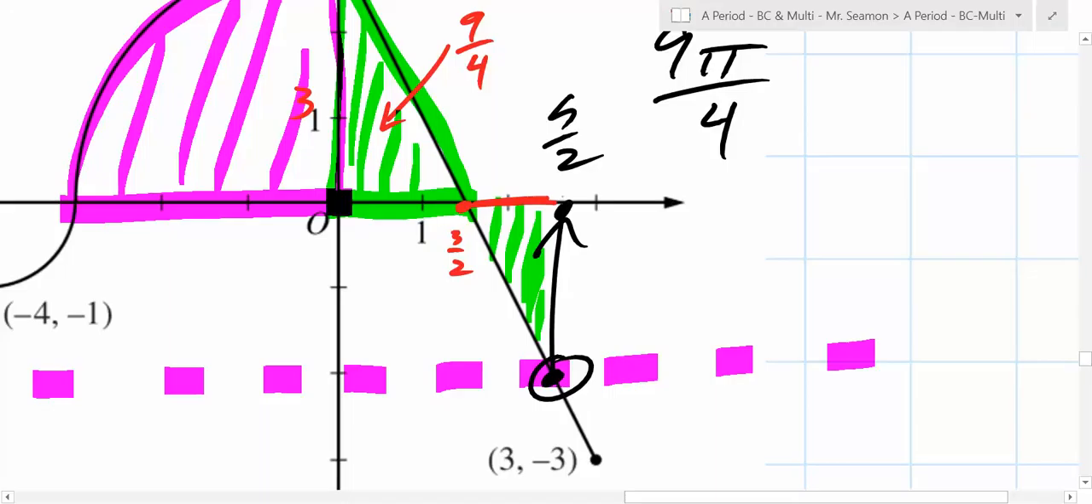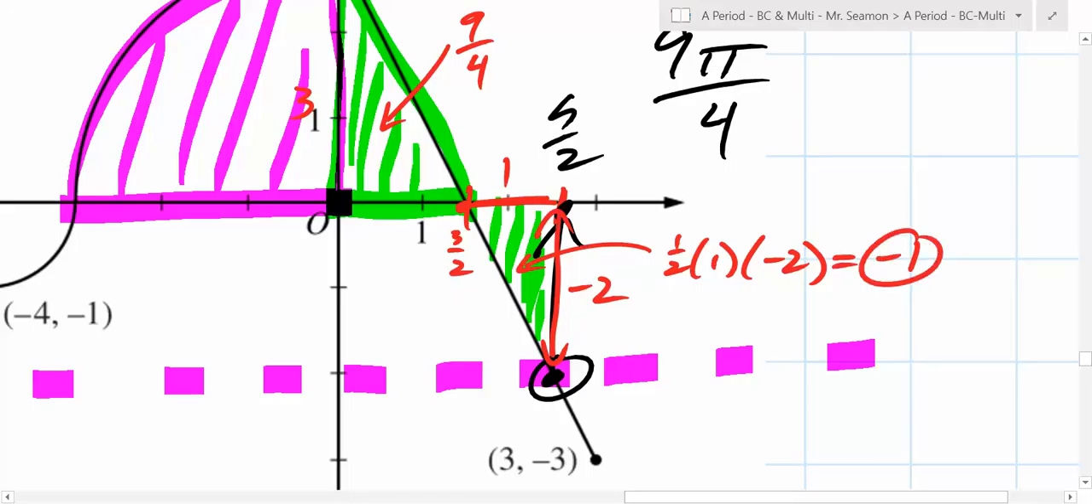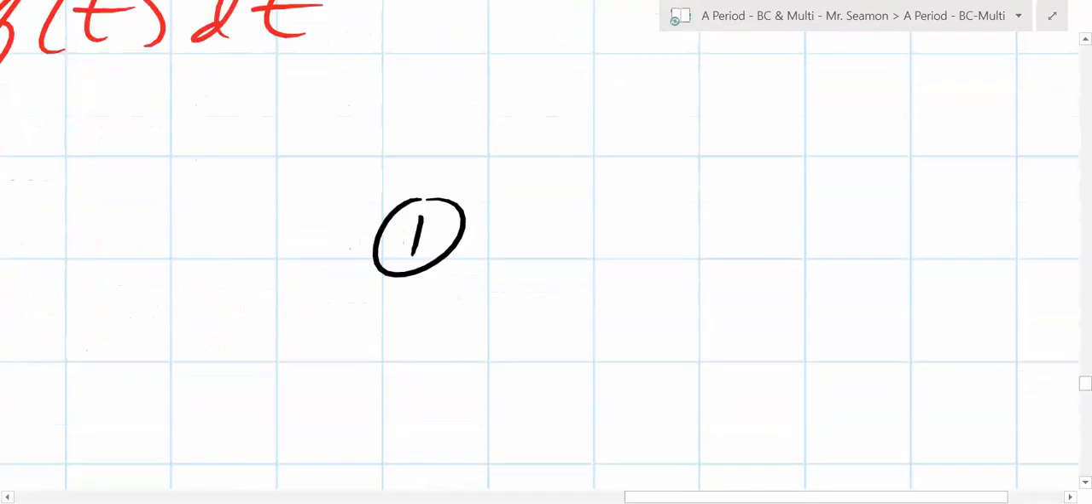This base right here, how wide is that? That's 1, right? And how far down did we say it went? It went down 2, right? So what's the area inside there? 1/2 base times the height. So it's going to be what? -1. Yeah. So if you add these two things together, what do you get? You take away 4/4, so you end up with 5/4. So let's go back down here.